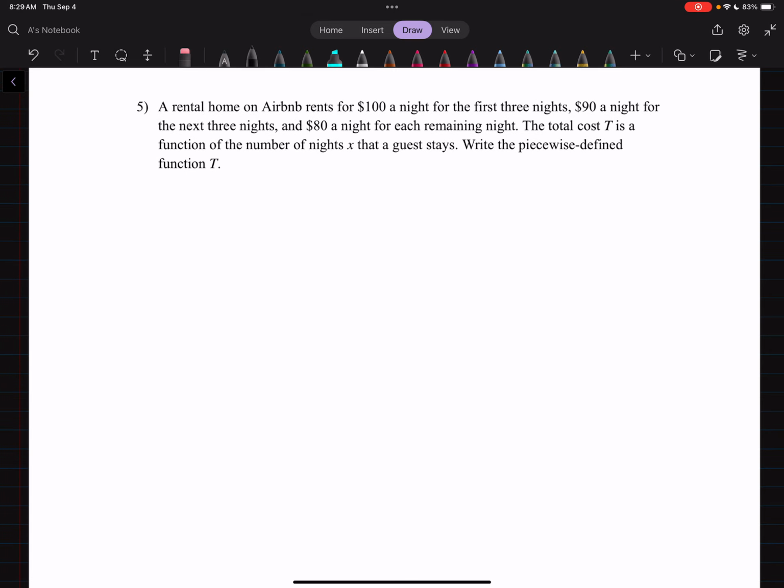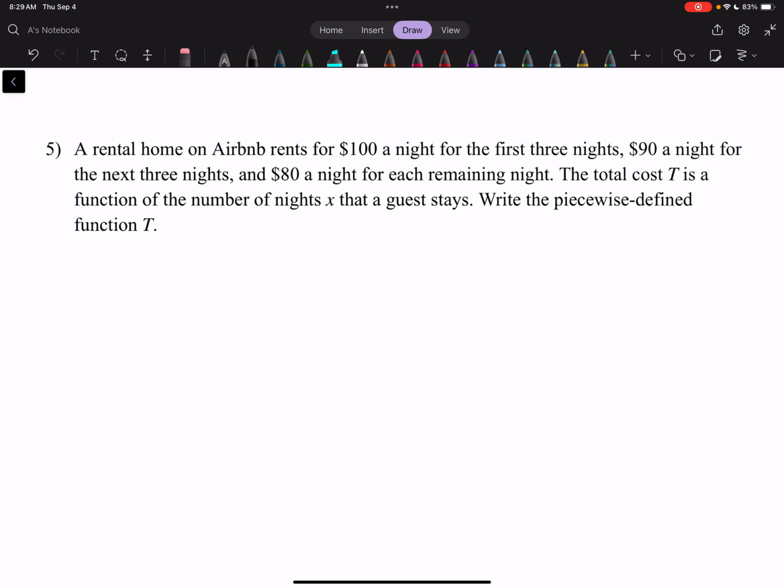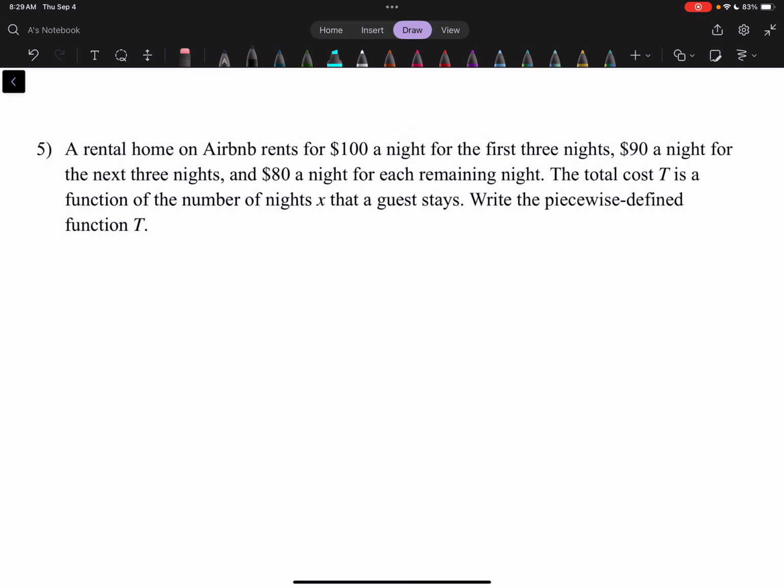A rental home on Airbnb rents for $100 a night for the first 3 nights, $90 a night for the next 3, $80 for each remaining. The total cost T as a function of the number of nights, x, that a guest stays. Write the piecewise defined function T. T of x.